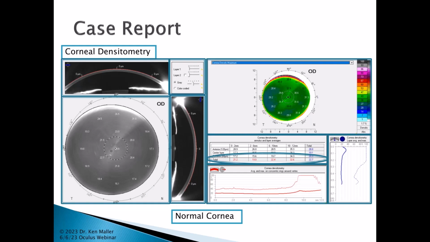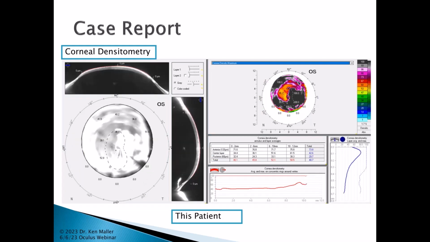So you can see this is averaging sort of right around 20% up until we get out to that 10 to 12 millimeter annulus, which is going to be much closer to the limbus. Let's go on to this particular patient, and you can see things look very different here. This is certainly not normal.